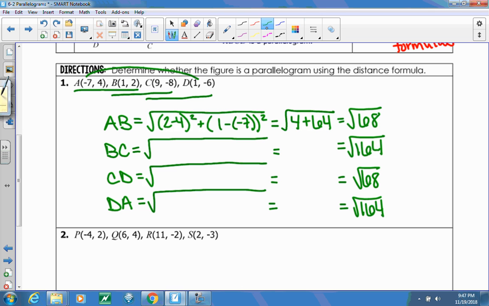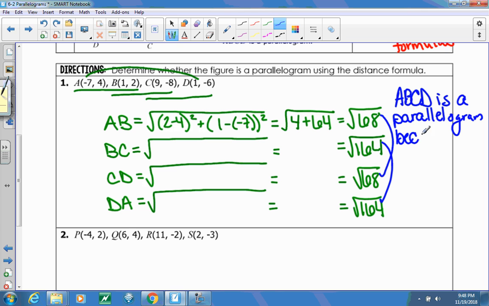So when I look at this, hopefully you can now see that the opposite sides here are congruent to each other. So we can go ahead, and I didn't leave a whole lot of room here, but ABCD is a parallelogram, because opposite sides are congruent.